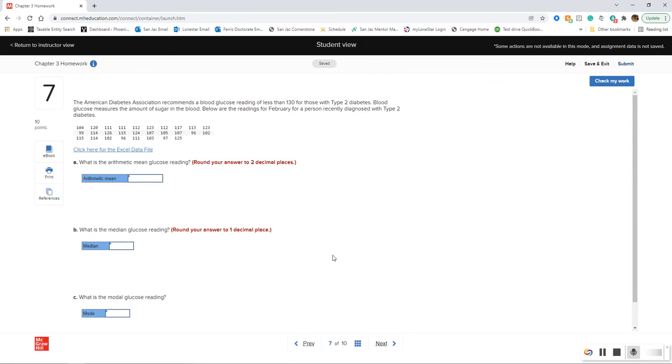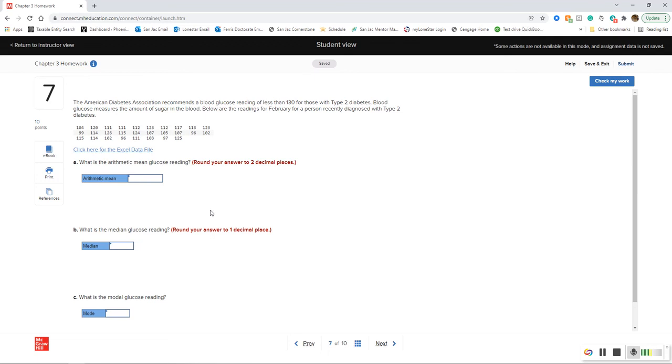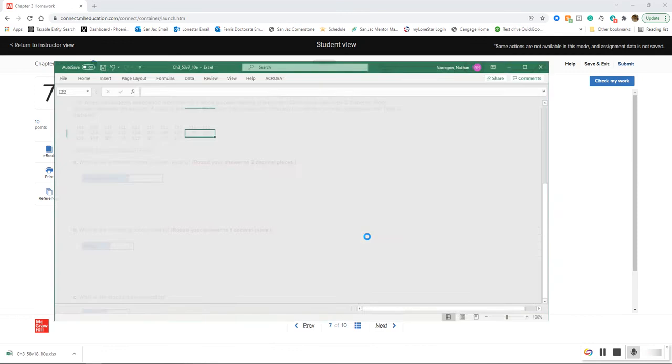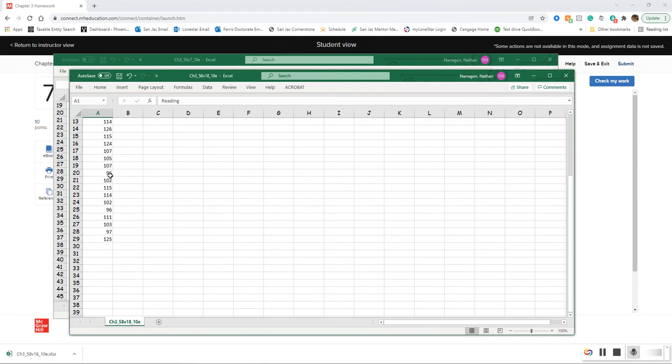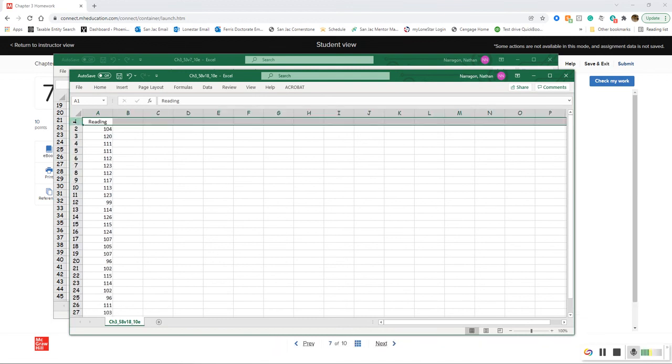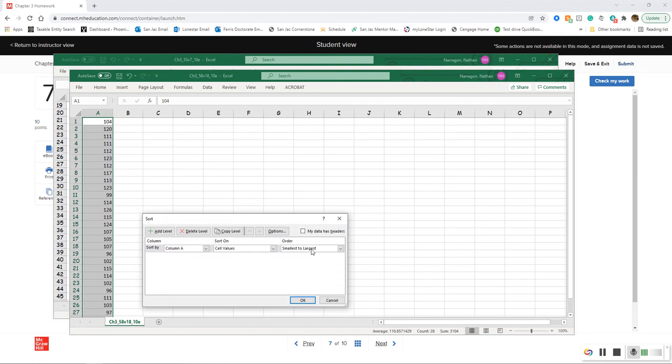So 7, we have our data. And again, we're just finding the mean, median, and mode. So which number repeats the most? So again, sort is the best option when you get this data. Especially when you want to try and find mode. Oh, enable edit. Add a sort.